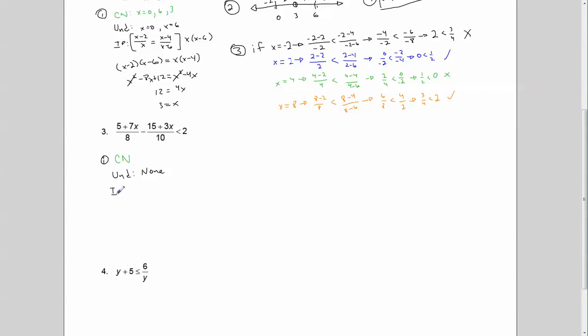Second, we will look at our intersection points. So (5 plus 7x) divided by 8 minus (15 plus 3x) divided by 10 is equal to 2. We'll clear those denominators by multiplying by 40. 40 divided by 8 is 5. So we have 5 times (5 plus 7x). And 40 divided by 10 is 4, so minus 4 times (15 plus 3x). And that will be equal to 2 times 40, which is 80.